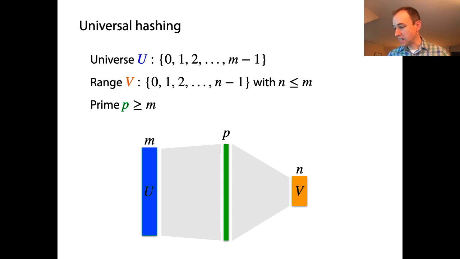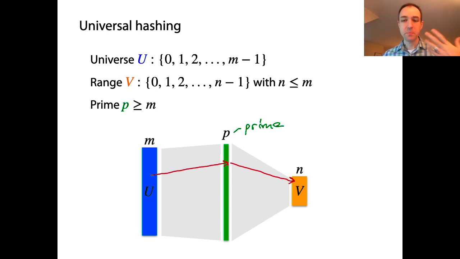But what we have added in the middle is a new set. Basically this is numbers from 0 up to p minus 1, where p is a prime. And the idea is values will make their way from the universe to the range of the hash functions along two sort of hops. There will be one way that we get from u to the prime field, and then another way that we get from the prime field to the range of the hash function. Okay, and you'll see more about why we do this.